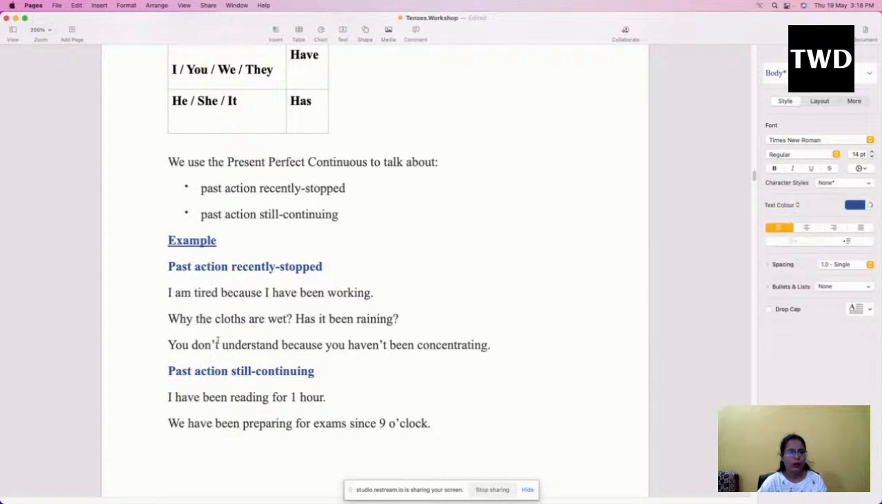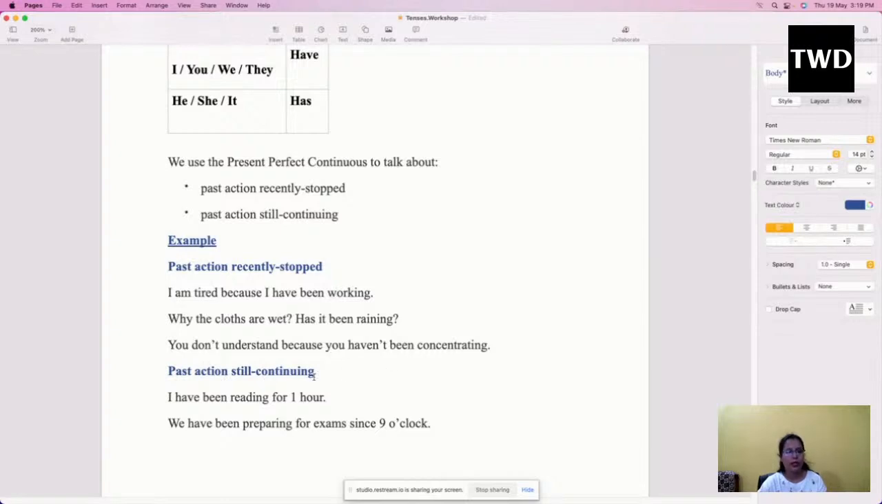Why are the clothes wet? Has it been raining? You don't understand because you haven't been concentrating. So in all these sentences we have got two clauses. One clause is under simple present and the other one is under present perfect continuous form. I am tired because I have been working. Why are the clothes wet? Has it been raining? You don't understand because you haven't been concentrating. So you just have to remember the structure.